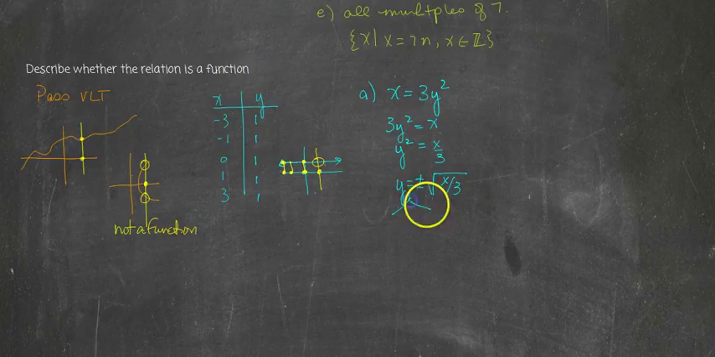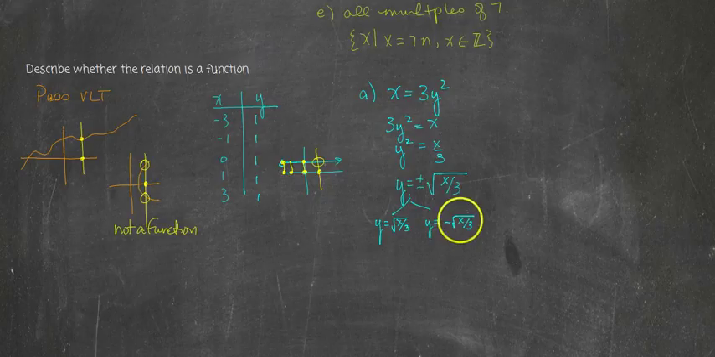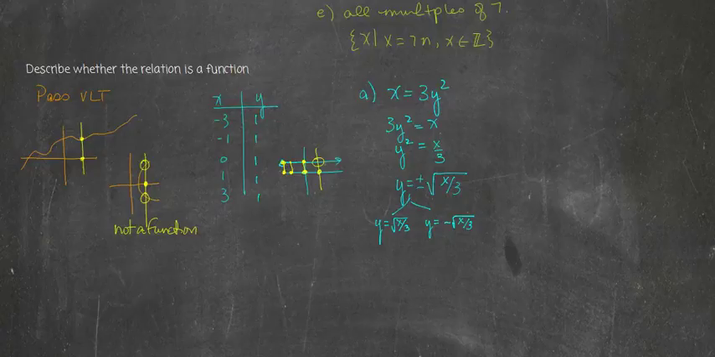Remember, that's a two-part situation where y equals the square root of x over 3 and y equals negative the square root of x over 3. So you can already tell that for the same input of x, you're going to get a negative value and you're going to get a positive value. So this is not a function because you get two different y's for the same x. Another example.